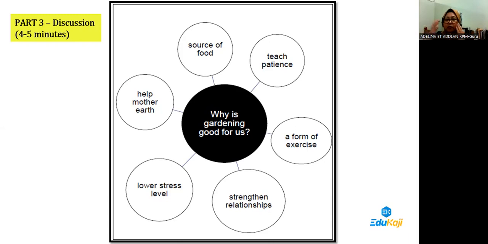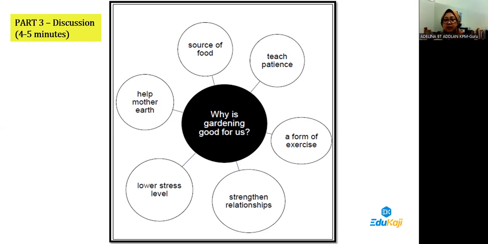Now, if you were to talk about why gardening is good for us, then you're talking about patience. Definitely, it's about patience, because when you plant something, it takes a few months for the plant to grow and for you to get whatever you have planted, either vegetables or fruits. It takes time, so it does teach you how to become patient.